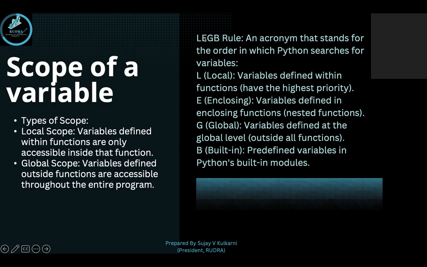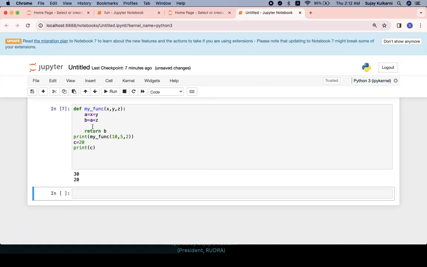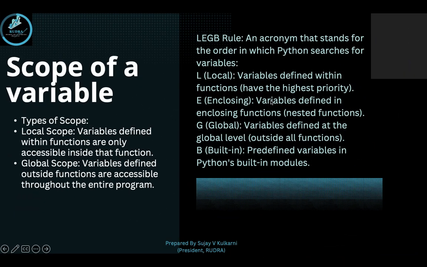We follow the LEGB rule, which is local, enclosing, global, and built-in. The first priority is, for example, if we are referring to a, we first check local variables for a, and if there are none, we check enclosing, then global, and then built-in. Built-in are predefined variables in Python. Global are those declared globally, which we just did, and enclosing is when we have a function inside a function; the outer function provides the enclosing scope. That is the LEGB rule.